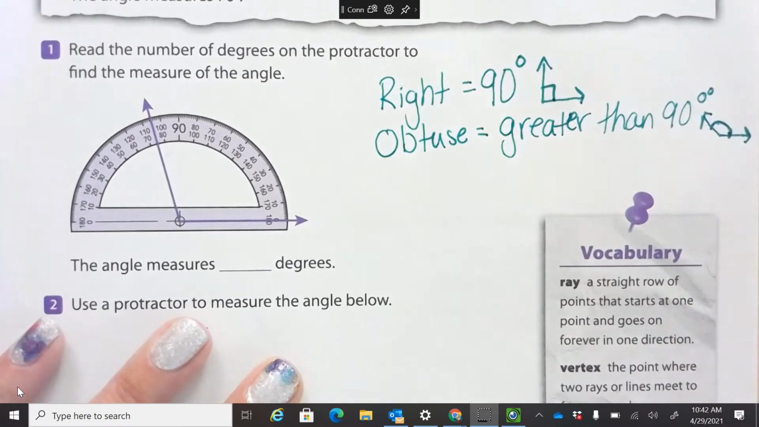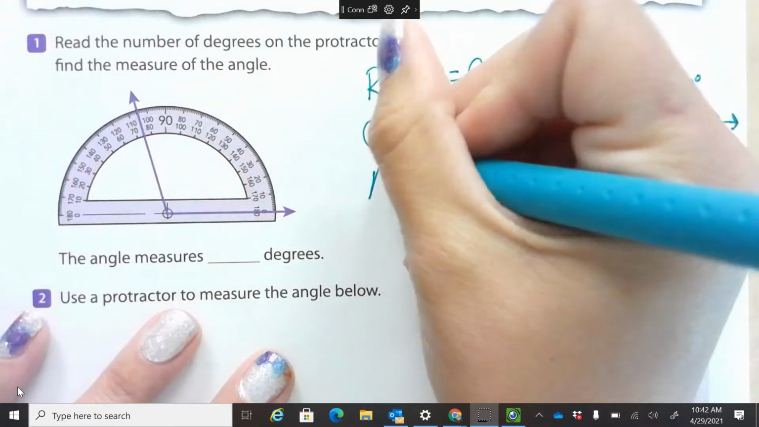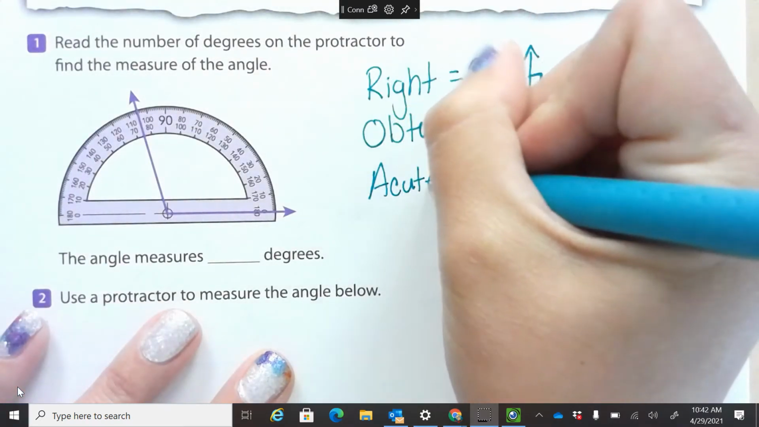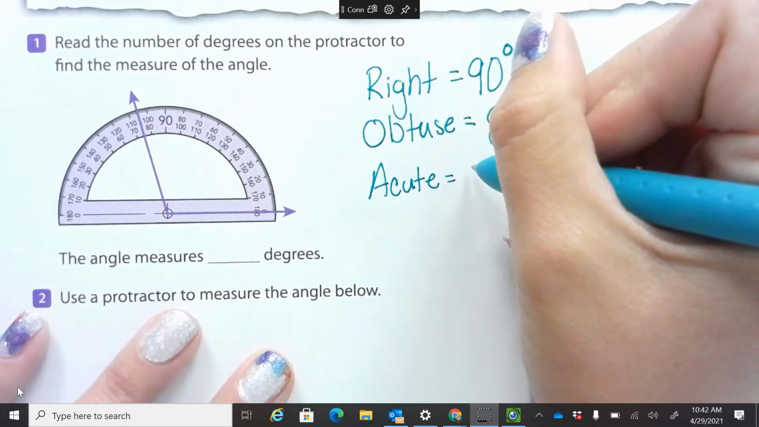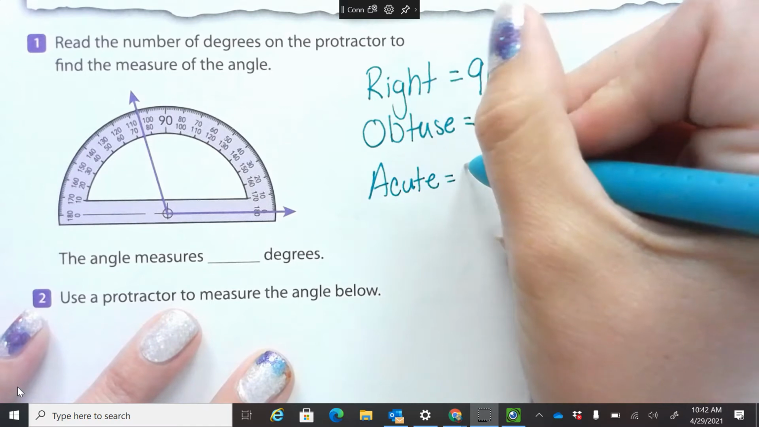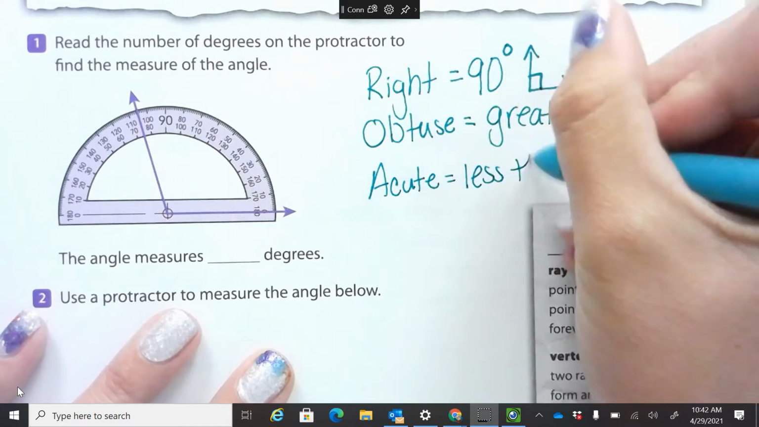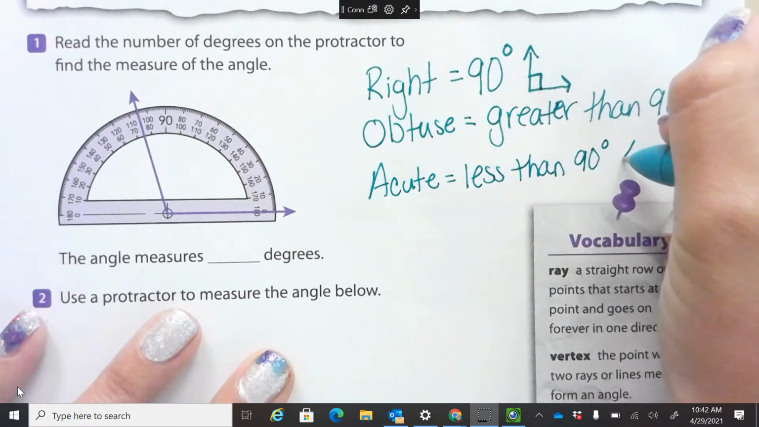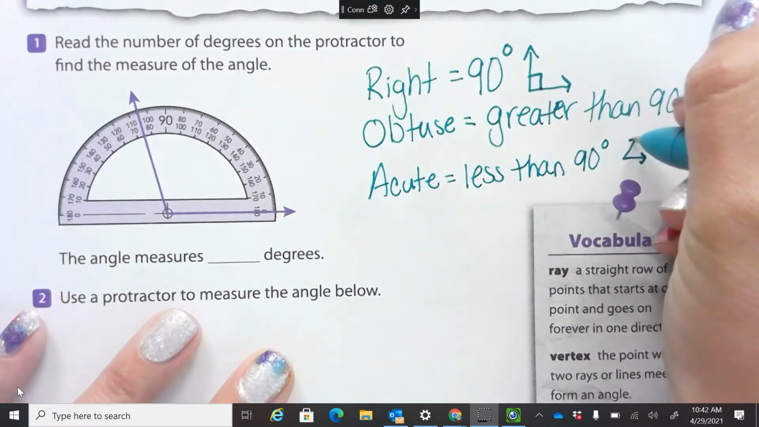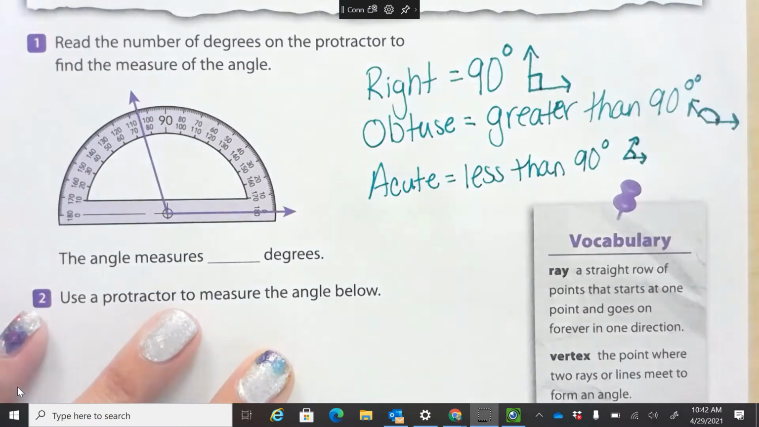And there's one more, Liam. Acute. A very cute angle. That means what? What does it mean, Colton? Means that it's less than 90 degrees. So something like that. Okay.